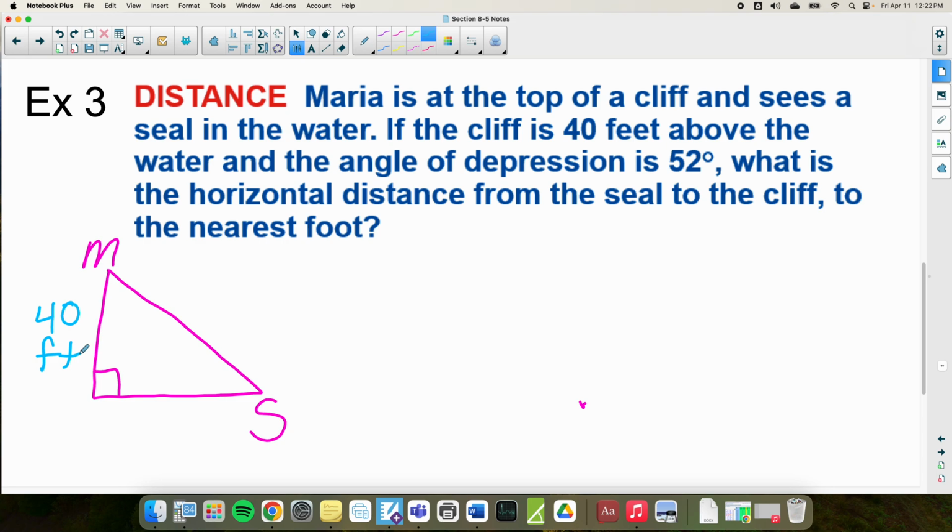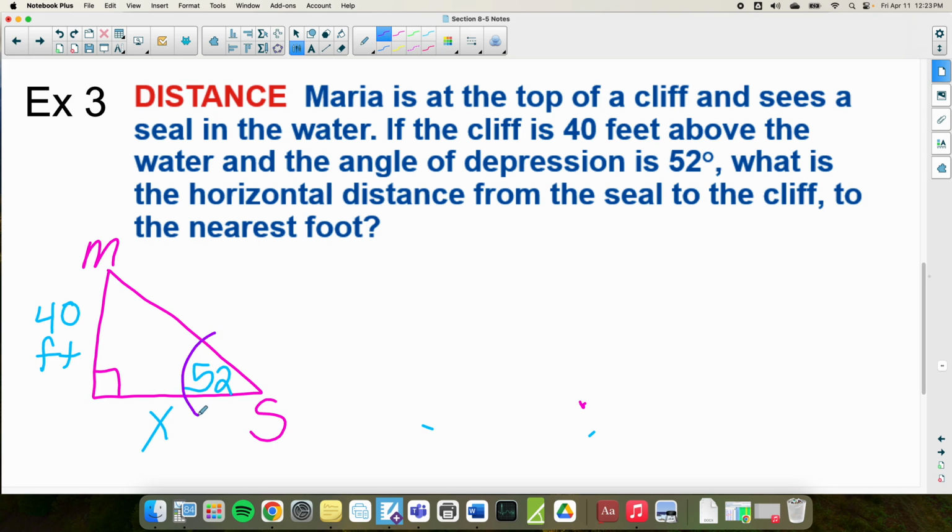Then it says the angle of depression is 52. It doesn't matter if it's angle of elevation or angle of depression. We put 52 degrees right there. Then it says, what is the horizontal distance from the seal to the cliff? Horizontal is straight across. This is what I'm looking for, okay? Now what I'm gonna do is I have to go ahead and figure out the trig function again. One thing I will tell you guys, the majority of the time in these problems we use tangent. So don't be surprised if you get a lot of tangents.